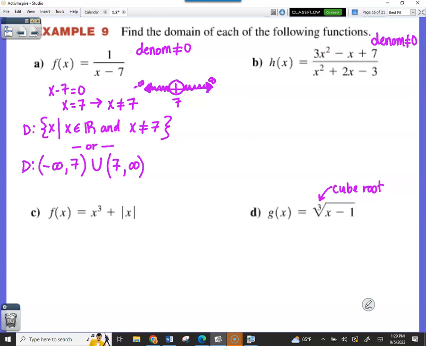So, I want to make a note. For now, top doesn't, I've run out of room. Shoot. I can't do it. Oh, that looks terrible. Doesn't matter. Top doesn't matter. It's the denominator equaling 0 that we need to focus on.